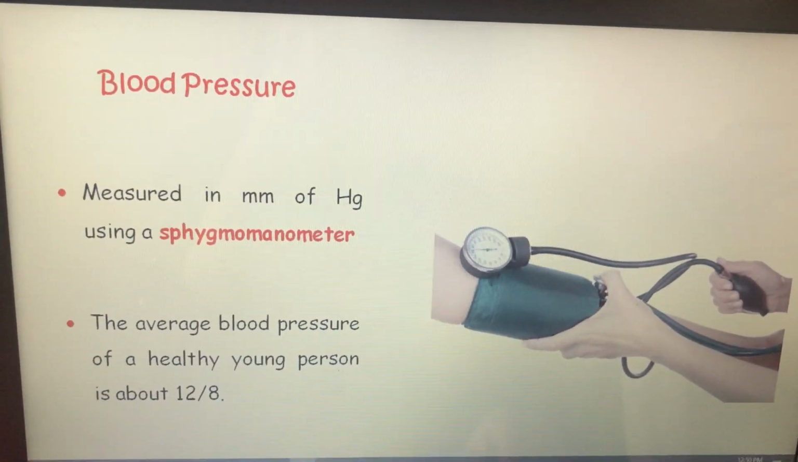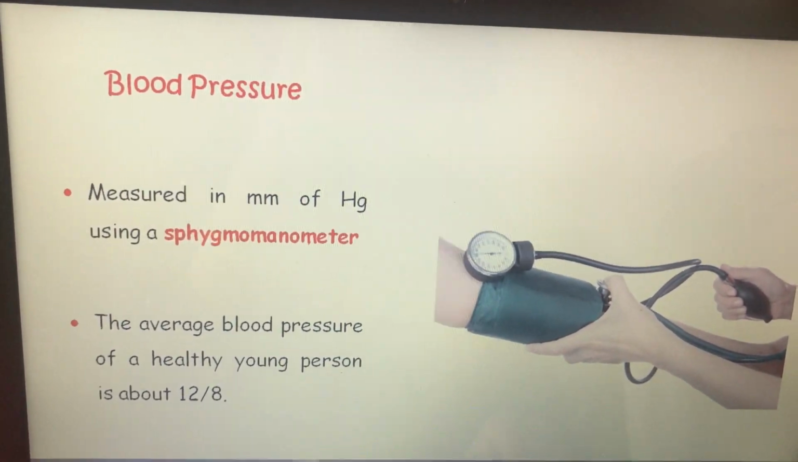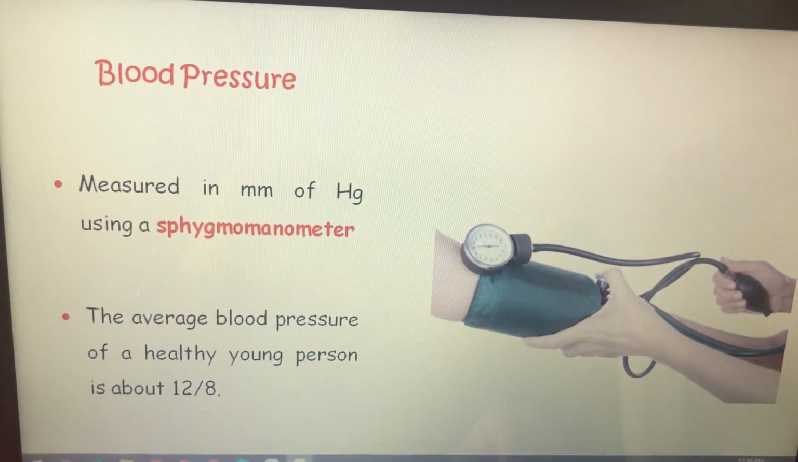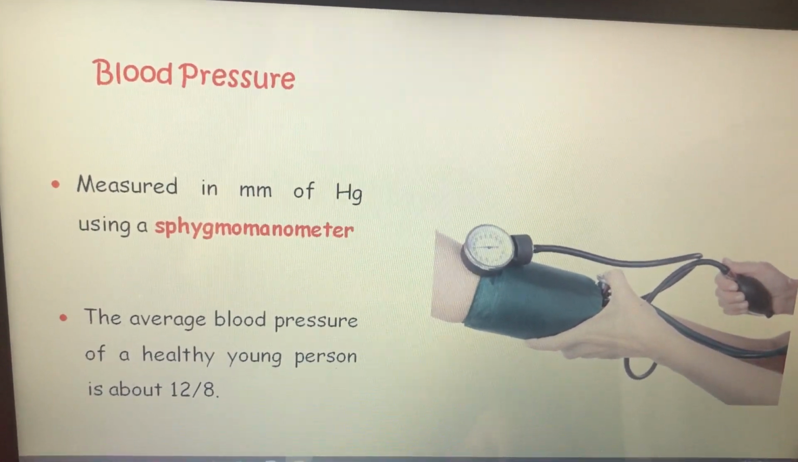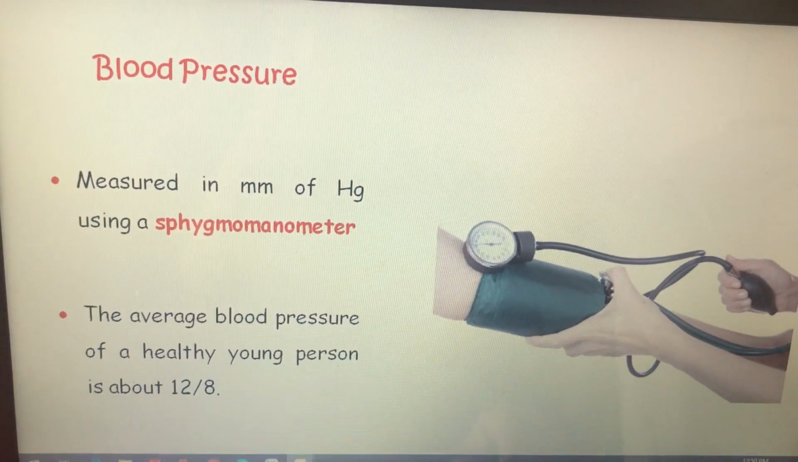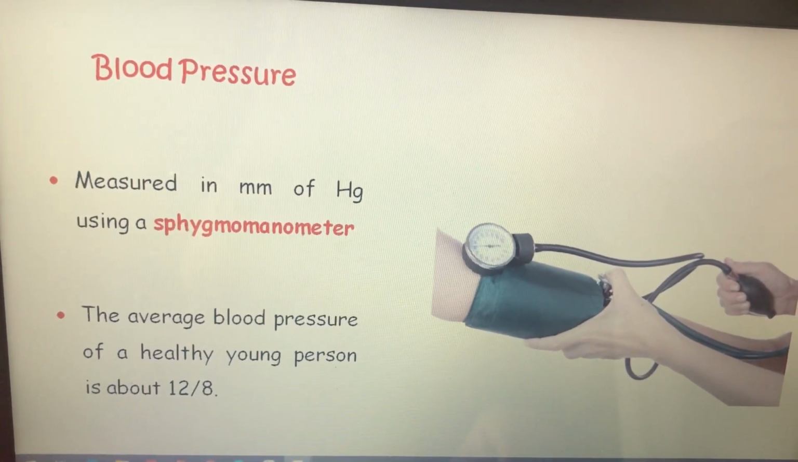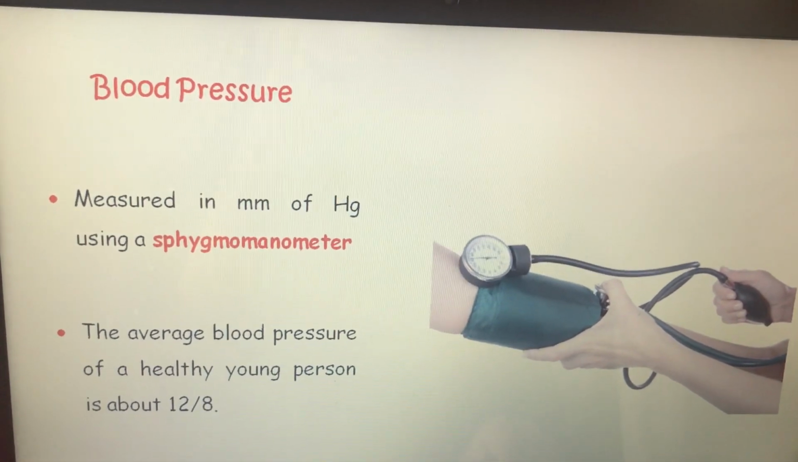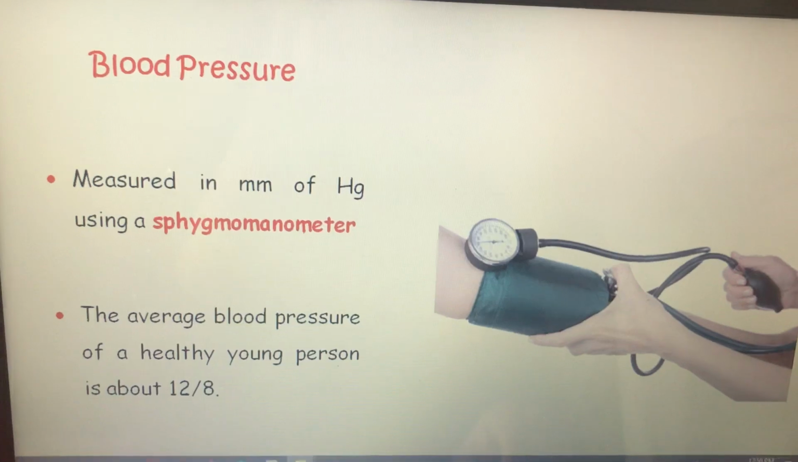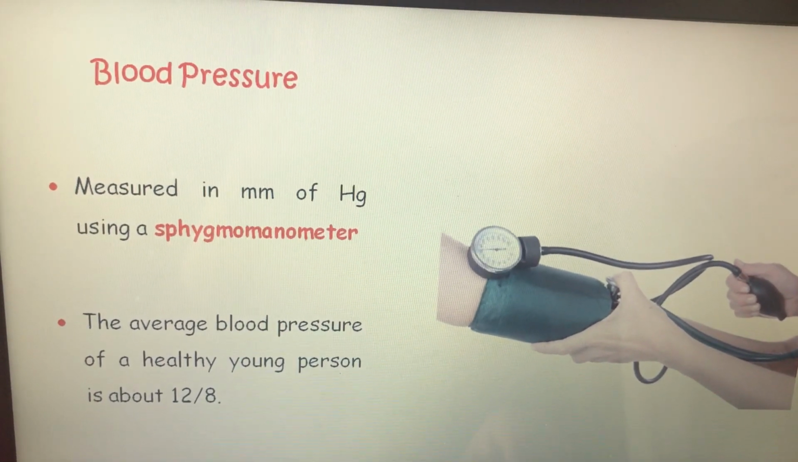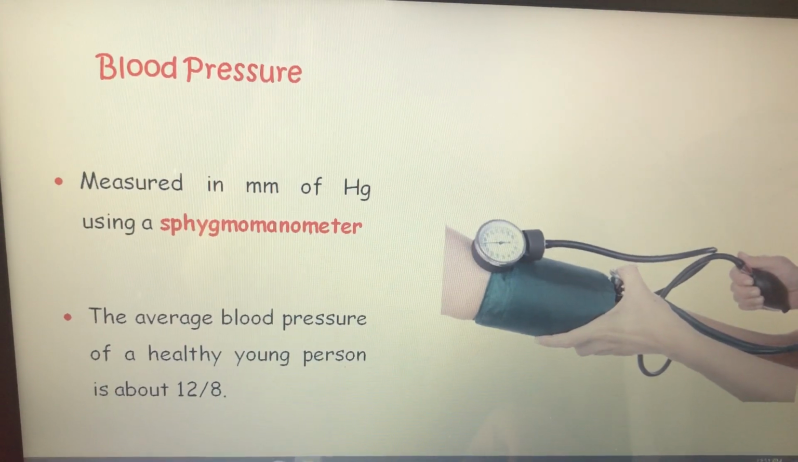How do we take blood pressure? We use a device called sphygmomanometer. You have to be familiar with this word. And we say that the average blood pressure of a healthy young person is about 120/80, and the unit is millimeter of mercury. So the unit of blood pressure is millimeter of mercury, and a healthy person has 120/80, or we say 12/8 millimeter of mercury.